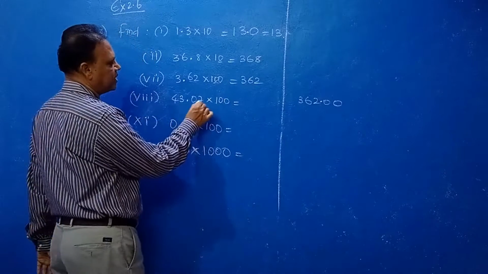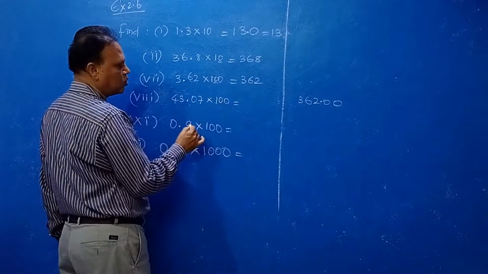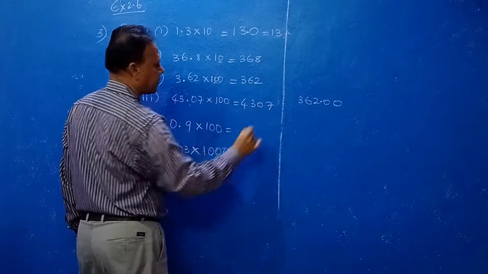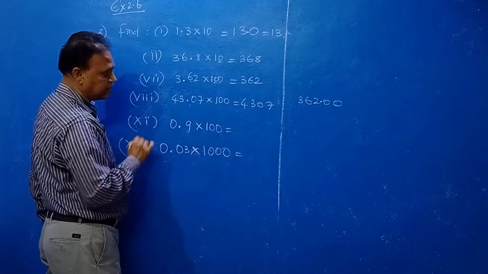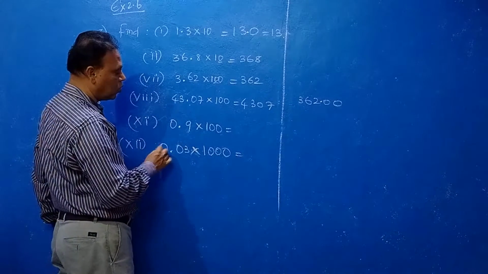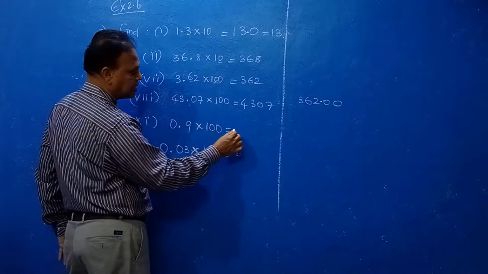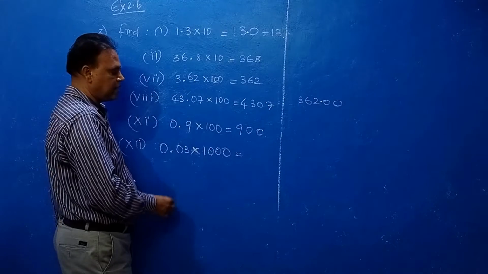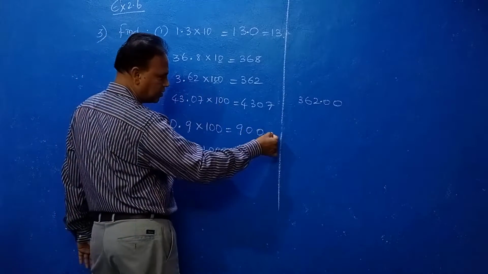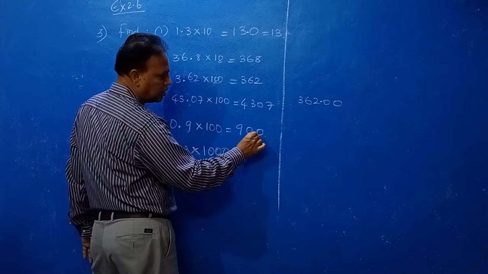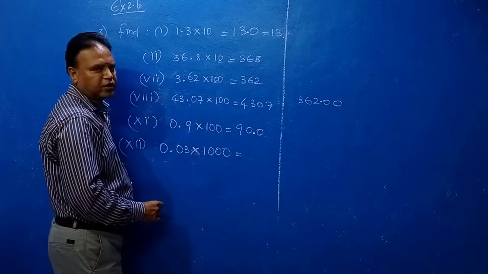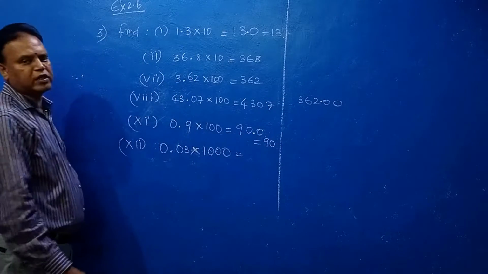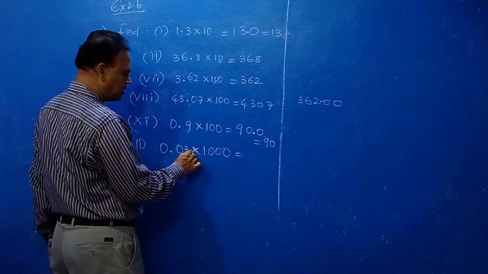Same way, this also you see. One followed by two zeros, and after the decimal two digits, so remove the decimal. Here you only have one decimal digit, so ignore the decimal and just multiply 9 into 100, 900. Now after the decimal, one digit. So from the right, leave one digit and keep the point. That is 90.0, which is 90.